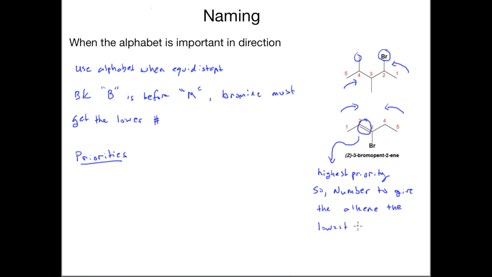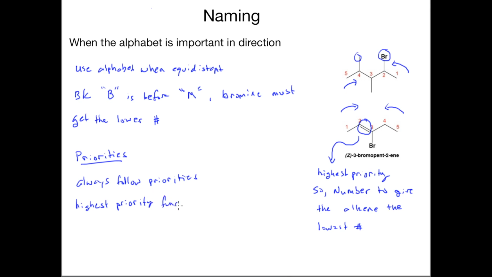So again, this dictates that you must start from the left-hand side such that you get a number 2 for the starting point of your double bond, and not a number 3 if you were to have started from the right-hand side. So even though the bromine is there, remember that you need to follow the priorities here, and you're going to number according to which one should get the more priority. So the highest priority here should always get the lowest number.